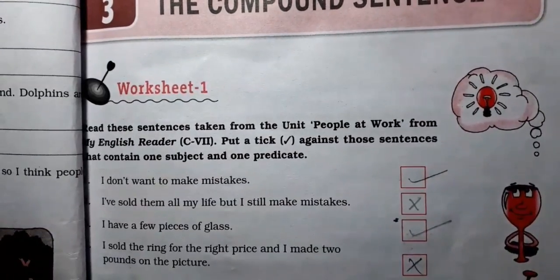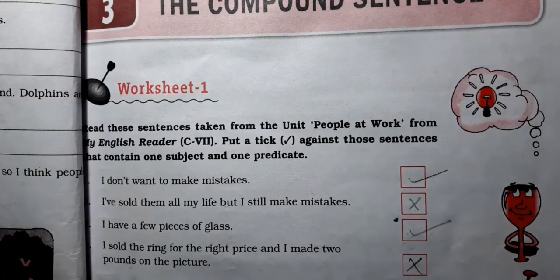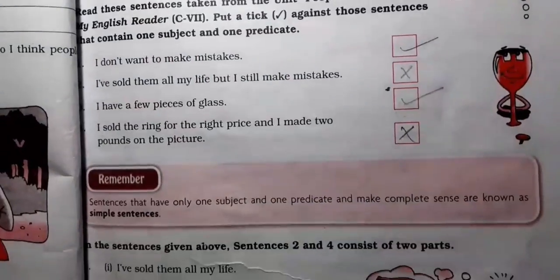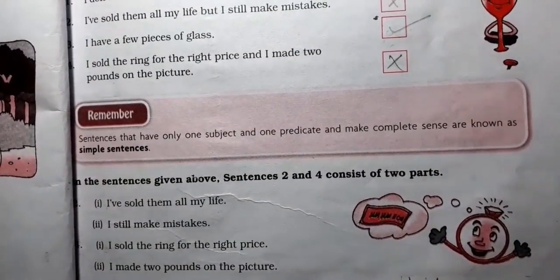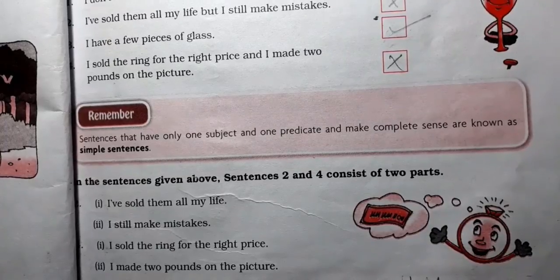I don't want to make mistakes. Correct. I have solved them all my life, but I still make mistakes. Wrong. I have a few pieces of glass. Correct. I sold the ring for the right price and I made 2 pounds on the picture. Wrong. Remember, sentences that have only one subject and one predicate and make complete sense are known as simple sentences.